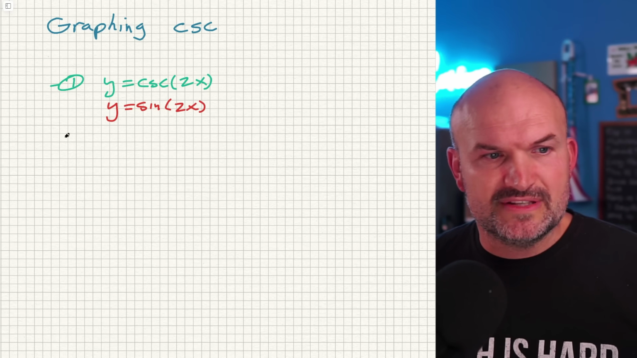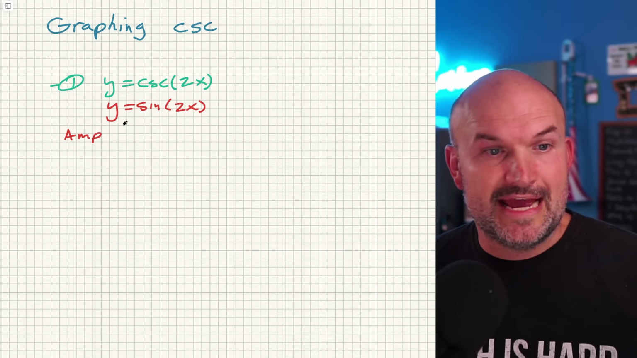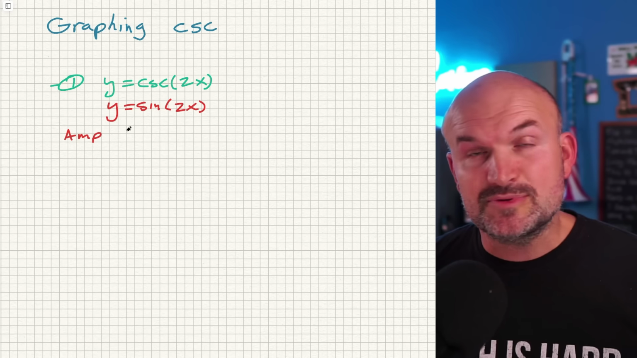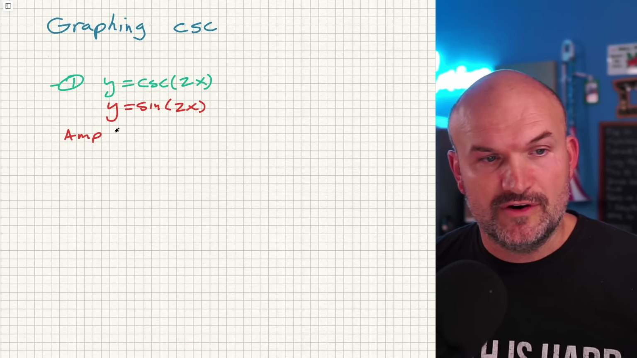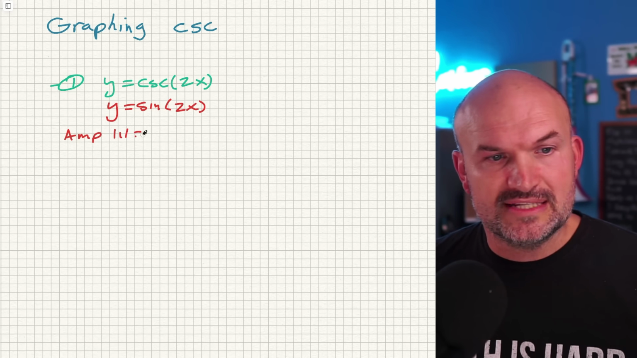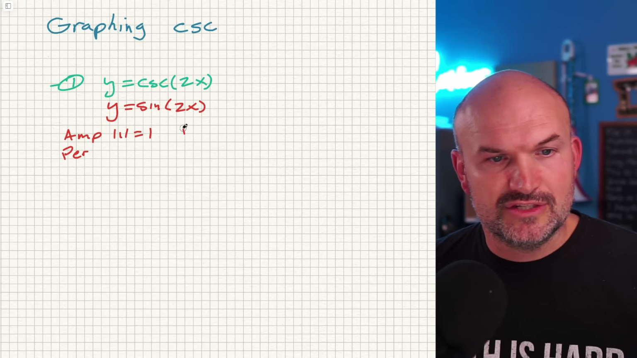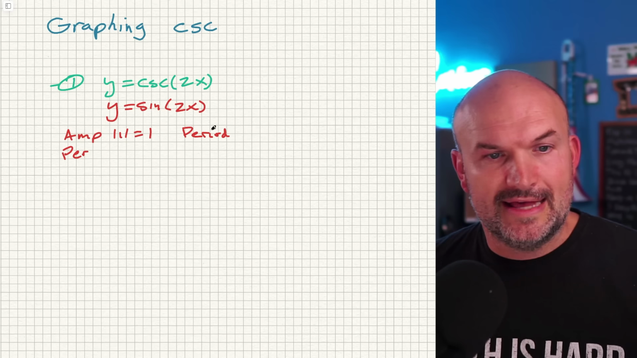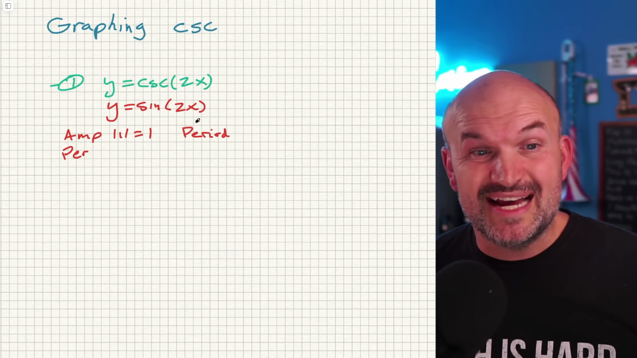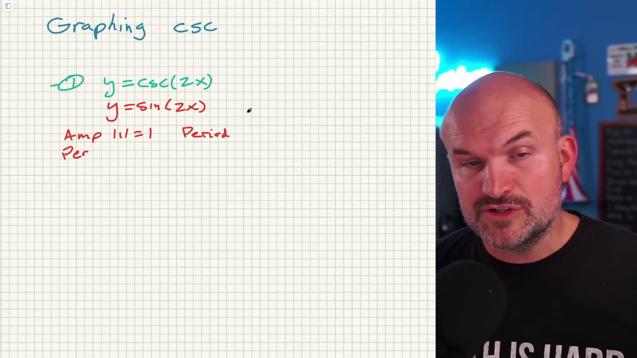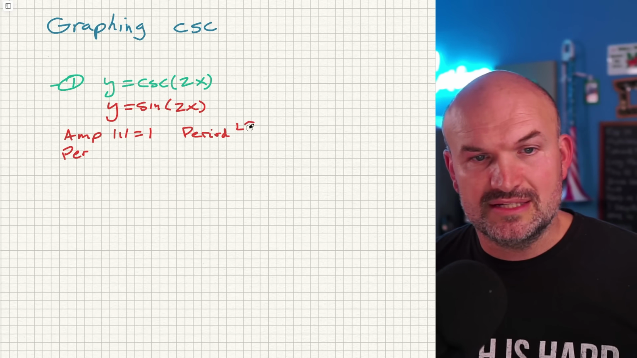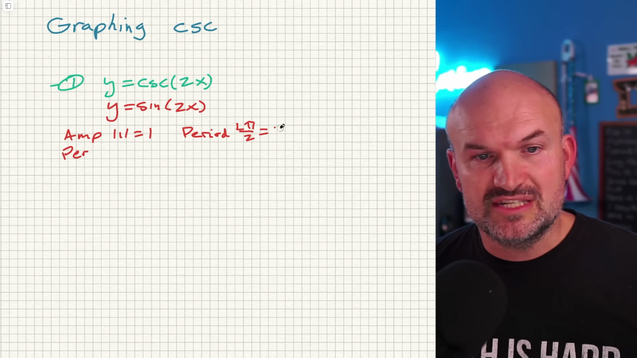So the first thing when we're graphing sine, I always want to make sure I identify the amplitude. Remember, that's going to be the absolute value of a, which is the coefficient of your function, which in this example is the absolute value of 1. And then I'm going to look at the period, and the period is going to be 2 pi divided by b, where b is the coefficient of x. So in this case, it's going to be 2 pi divided by 2, which is simply going to give me pi.